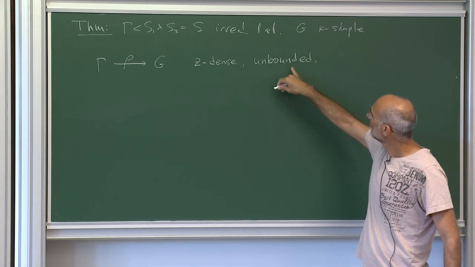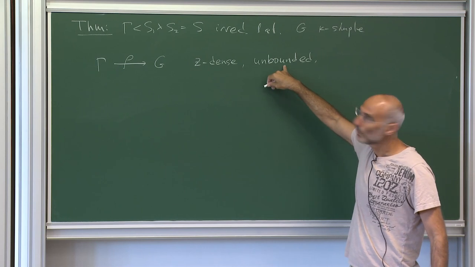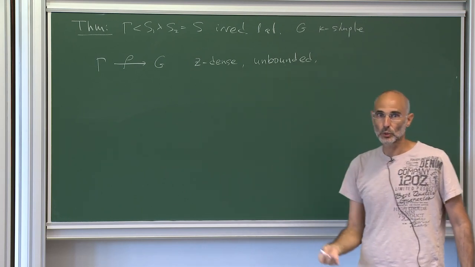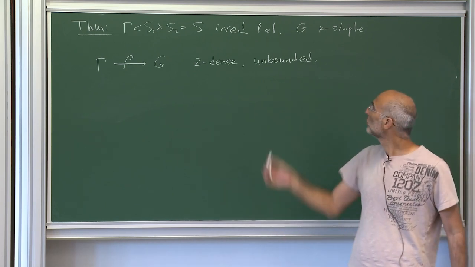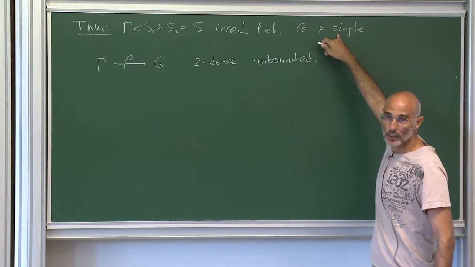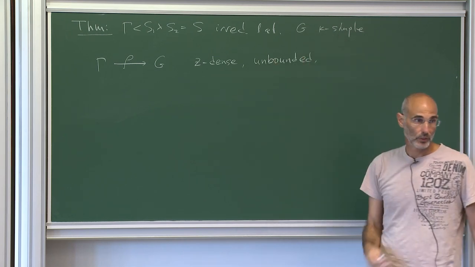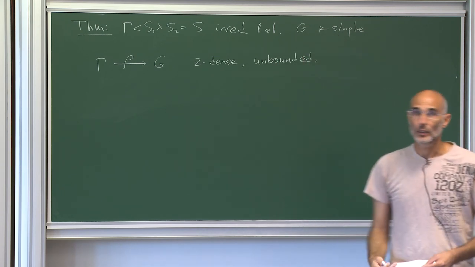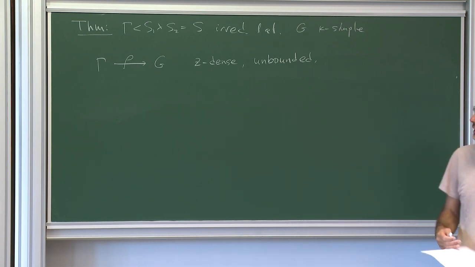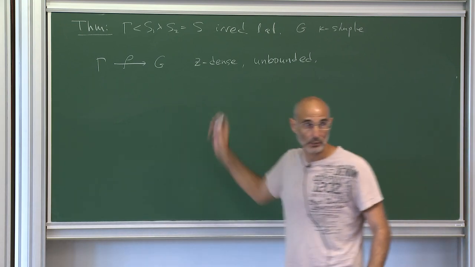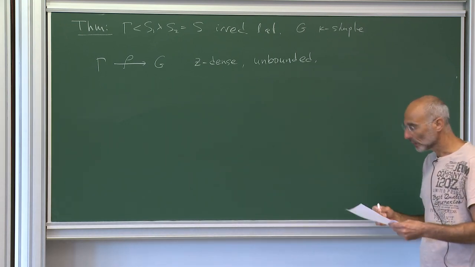Maybe I already said it many times, over the reals, unbounded is implied by Zariski dense. So compact groups are also always algebraic. So if we also assume that G itself is non-compact, Zariski density implies unboundedness. So this is a non-assumption. But in this business, p-adics and other fields are very important. So let me stress, nevertheless, the unbounded assumption.